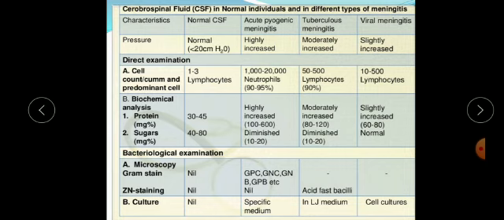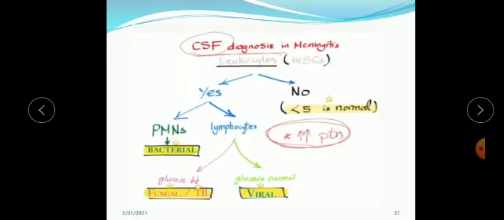On culture examination, specific media are required for pyogenic or bacterial meningitis. Tuberculous meningitis will require Lowenstein-Jensen medium, and viral meningitis also requires different cell cultures.